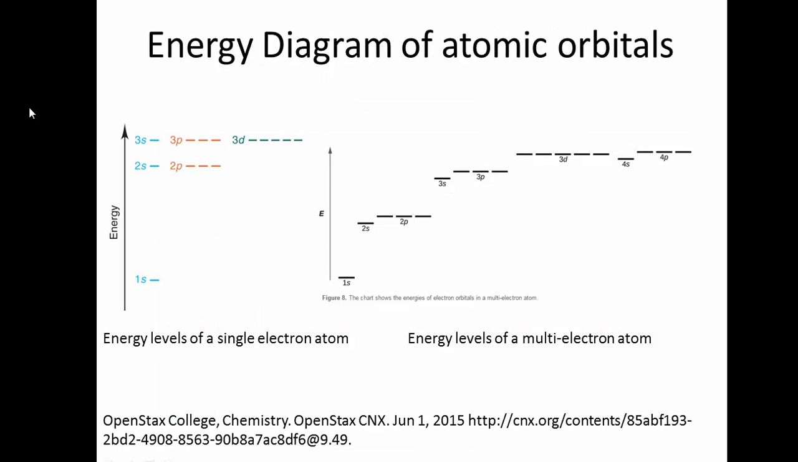So for the hydrogen atom, a 1s orbital is lower in energy than the 2s, but the 2s and 2p are what we call degenerate, meaning they have the same energy level. And the 3s, 3p, and 3d sublevels are also degenerate. They all have the same energy level. However, this is not true for a multi-electron atom.